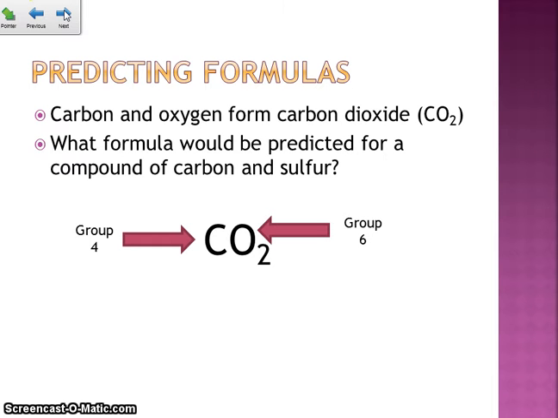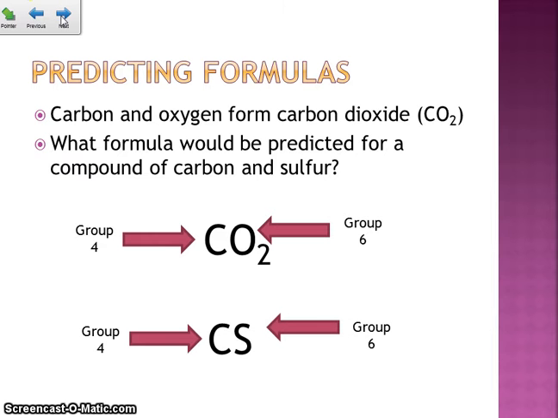Okay? So now we're going to try to predict how carbon and sulfur would bond, which are totally different elements than carbon and oxygen, right? So we have carbon and we have sulfur. C for carbon, S for sulfur. First thing we're going to do is figure out what groups they're in. So carbon, we already know, is in group 4. Let's find sulfur. Sulfur is in group 6, just like oxygen.